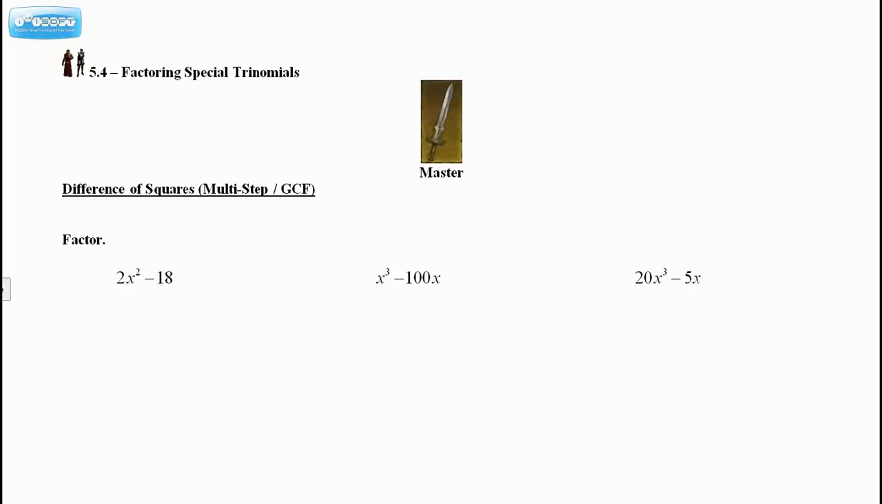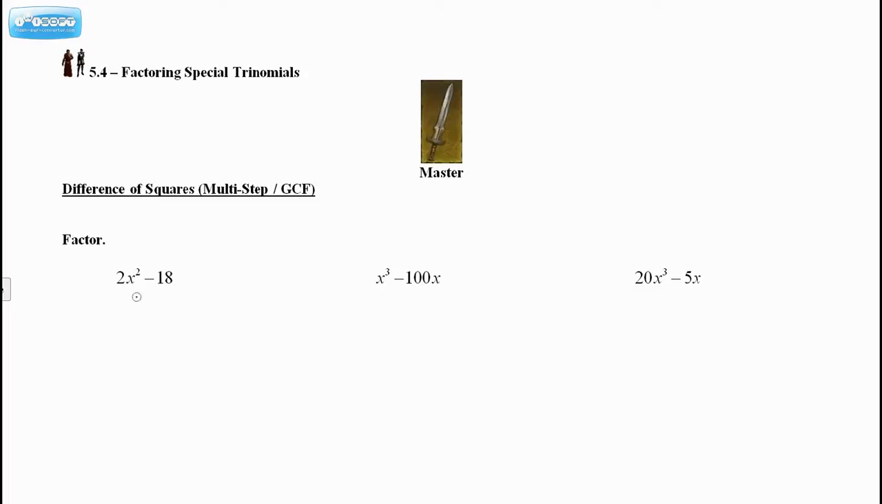We're going to continue with difference of squares, but for these examples, we are going to have to factor out a GCF first. And remember, any type of factoring that you're faced with, the first thing you always look for is a GCF. Sometimes there isn't one, but in this case there will be.